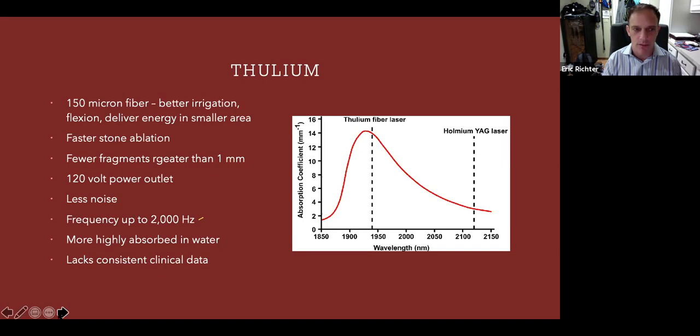Another advantage is it can use just a standard 120 volt power outlet. The holmium high powered lasers tend to require special outlets. And then they tend to be less noisy, highly absorbed in water. But the disadvantage right now is there's not much in the way of clinical data. So basically it's in trials at academic centers at this point in the United States.